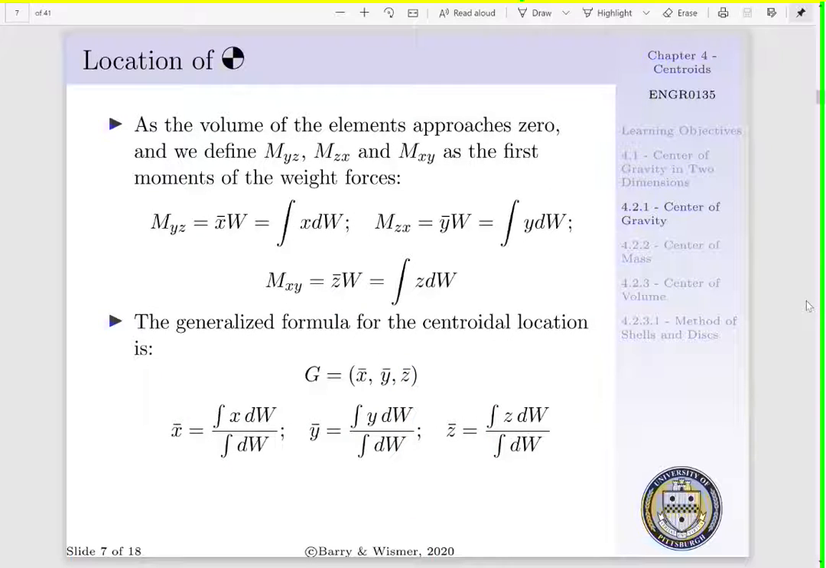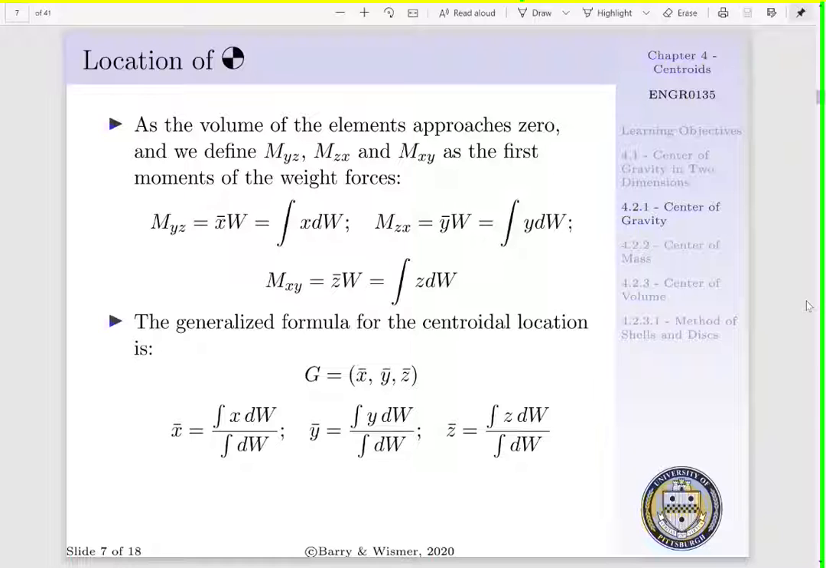As the volume of our elements approaches 0, we're going to replace the summation convention with an integration symbol. And we can define the first moments of the weight forces as follows. M sub yz is equal to x bar W, which is equal to the integral of x dW. M sub zx is equal to y bar W, which is equal to the integral of y dW. And M sub xy is equal to z bar W, which is equal to the integral of z dW.